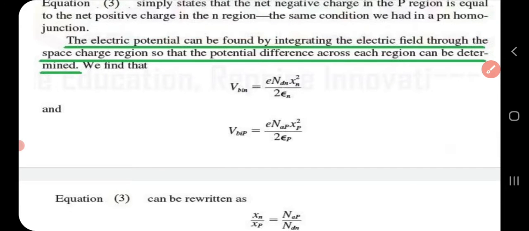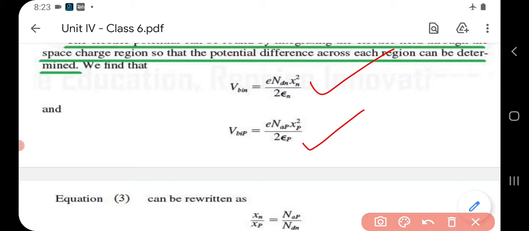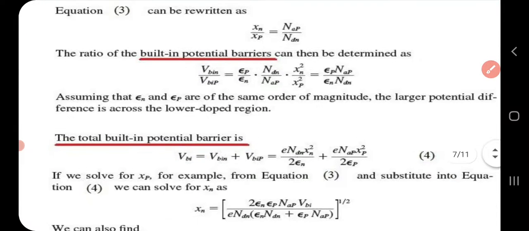Now the electric potential, we can find it by integrating the above obtained electric field through space charge region. So potential difference across each region can be determined. Now we find the built-in potential in N region as this, and the built-in potential in P region as this. Here they are not giving you the derivations, they are just giving you the expressions. So it is enough that you also study the expressions given, no need of writing the derivations. Just write the sentence and write the expression. That is, the built-in potential in N region is this one, and the built-in potential in P region is this one. So using this, equation 3 can again be rewritten as Xn by Xp is equal to NAP by NDN.